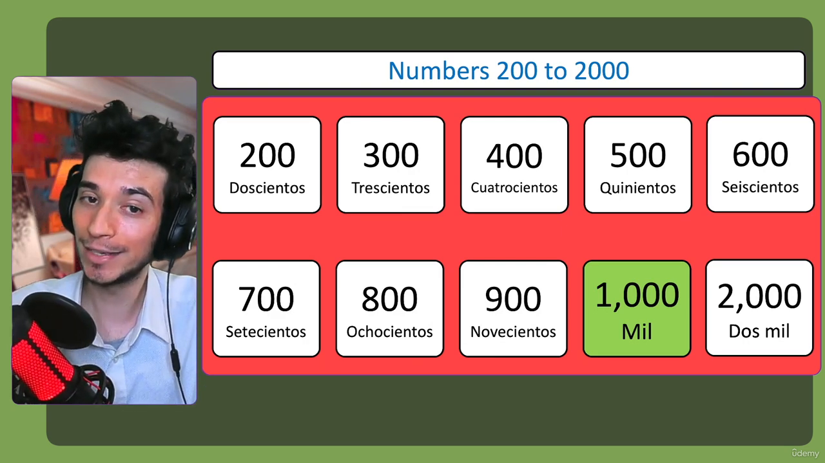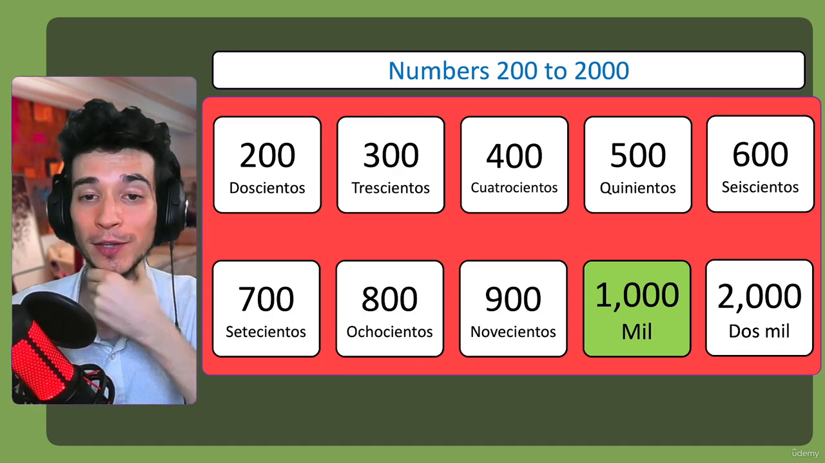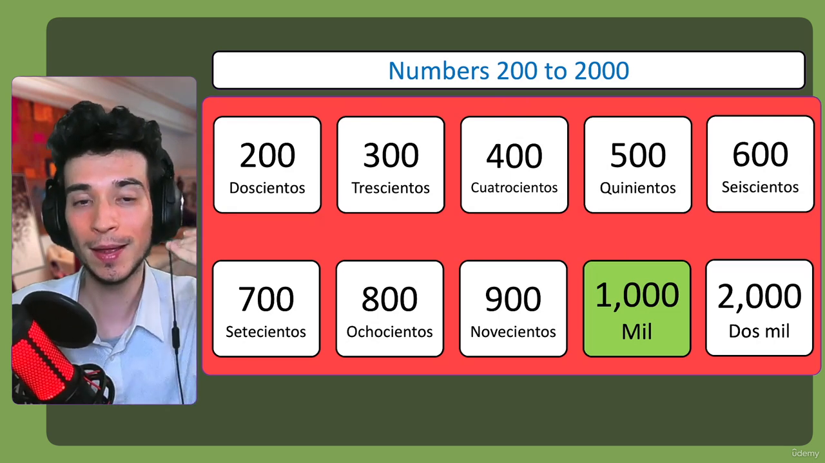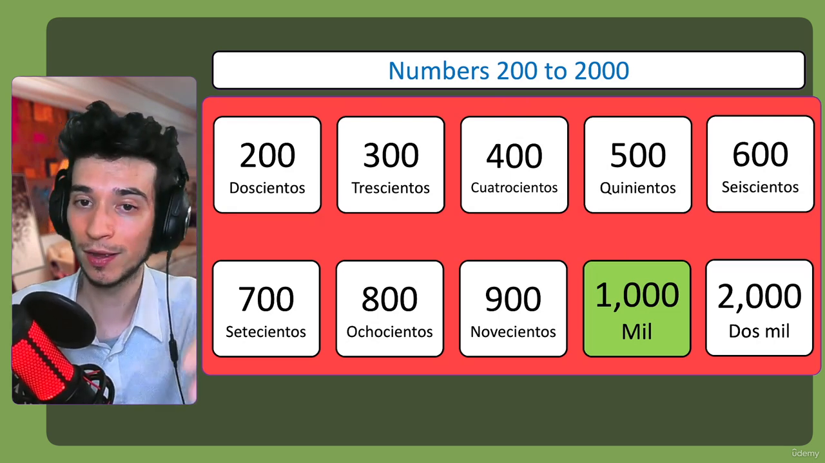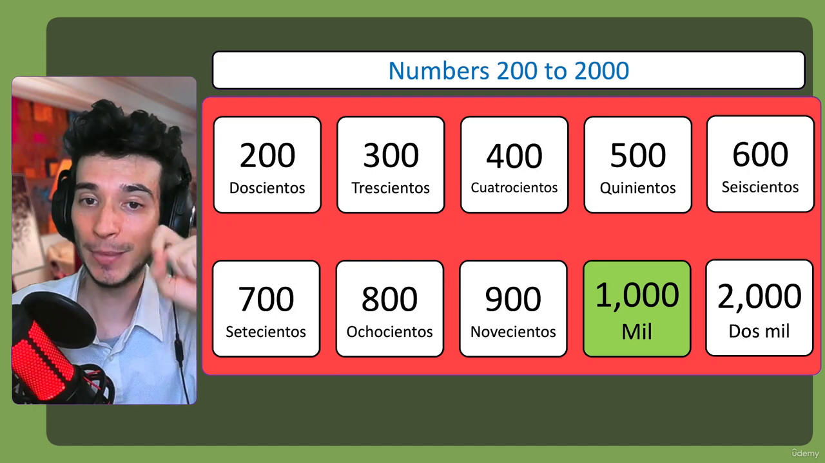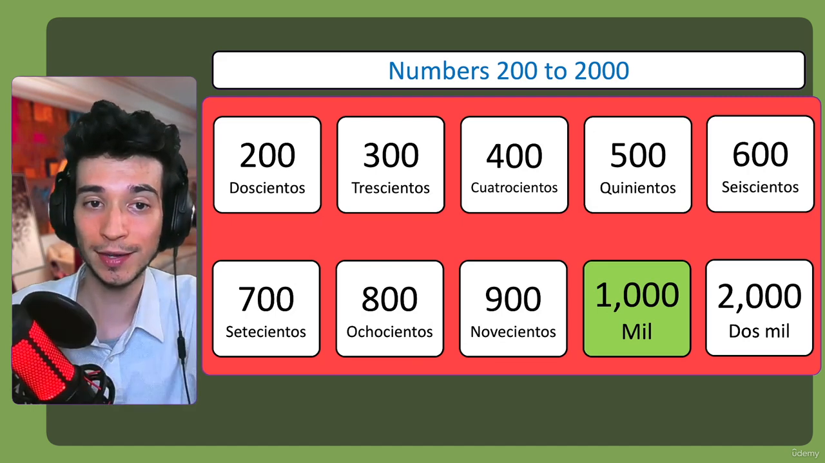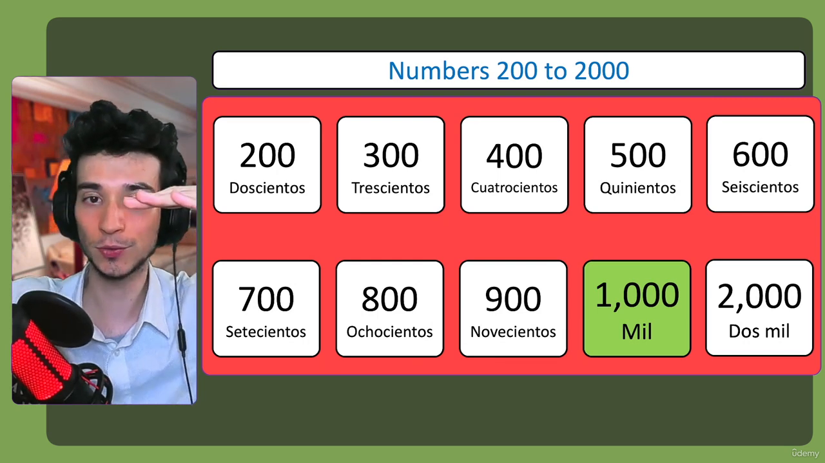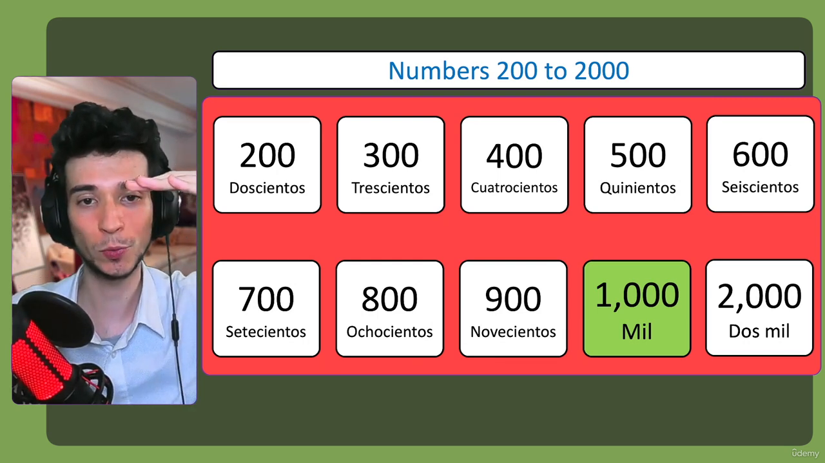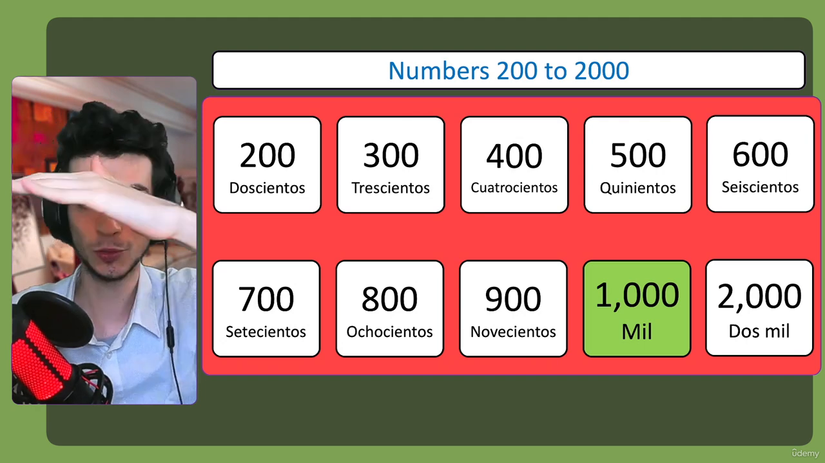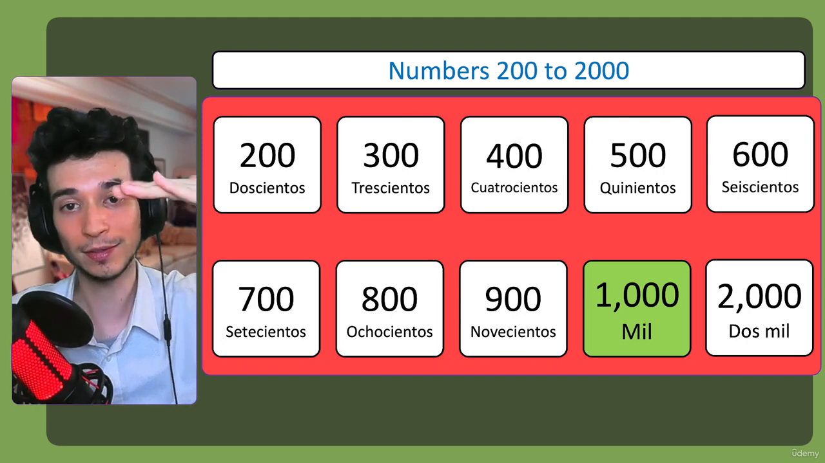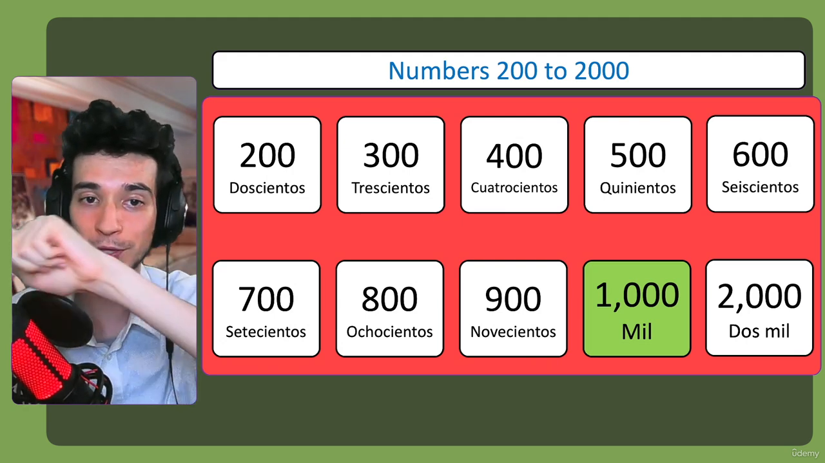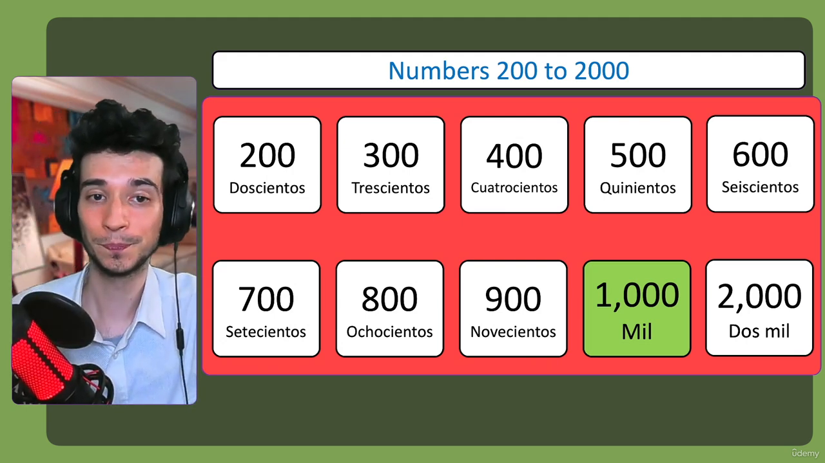So after 1,000, you can just keep on adding: 1,101, 1,202, 1,900. So you kind of just add the same. You just have 1,000 and then the next numbers. 1,100, 1,300, 1,320. So yeah, now it becomes like a puzzle. You have to put basically the numbers together.